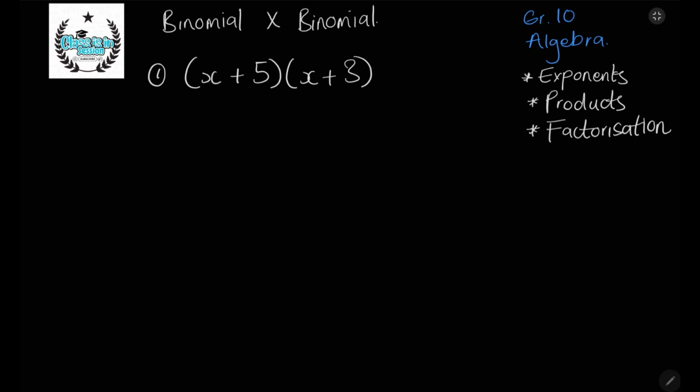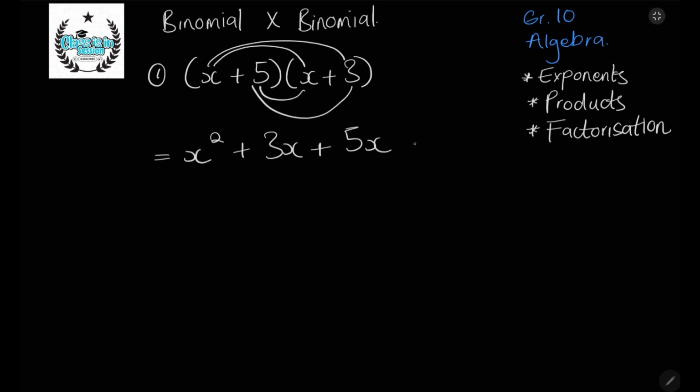So let's solve this. What should you do? You have to multiply x with x. You know that x times x is x squared. Then x times 3, which is 3x. 5 times x should give you 5x. Then 5 times 3 is 15.